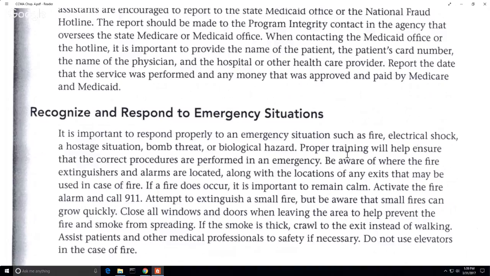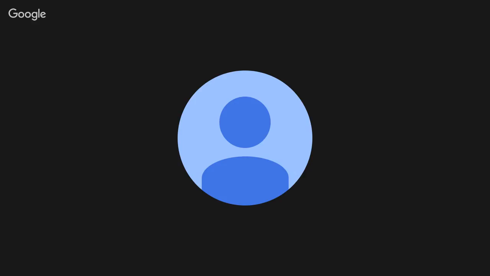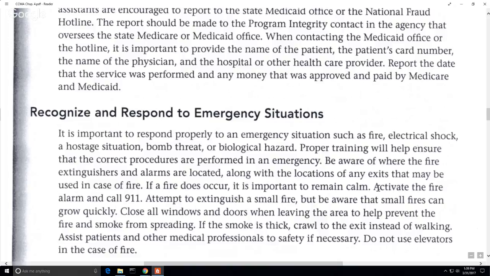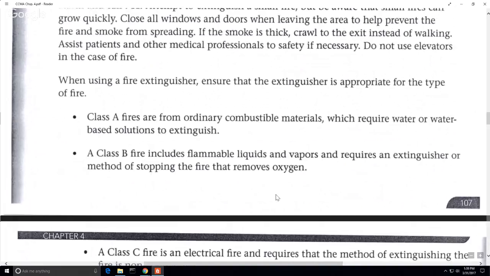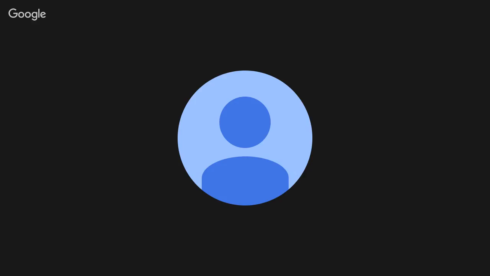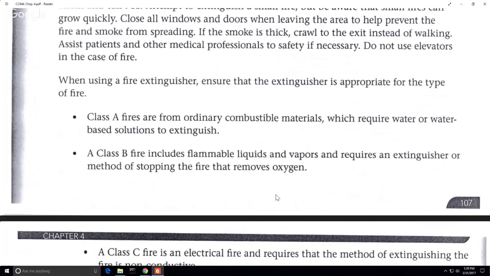Assist the patient and other medical professionals to safety if necessary, and do not use the elevator in case of fire. And why is that? The elevator, you could suffocate in there. The elevators are electrical, and the electricity can go out and you die in there. Exactly. You could get trapped in there.